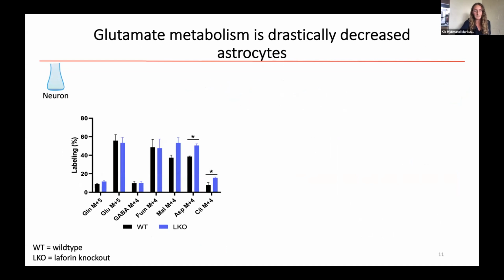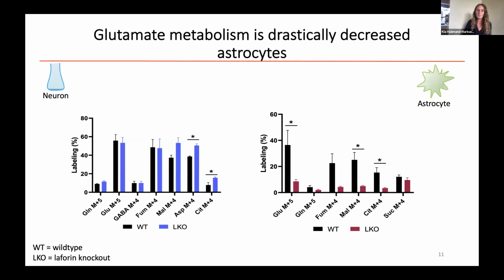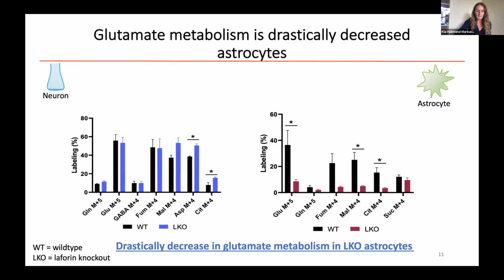So we moved on to glutamate and glutamine metabolism. Here we incubated the primary neurons with glutamine, and we saw a slightly increased glutamine metabolism, meaning that this is again replicating the slice data, and likely the increased glutamine metabolism is coming from the neurons. Strikingly, when we looked at the astrocytic glutamate metabolism, we observed a drastically decreased glutamate metabolism in the astrocytes, which is not the same picture as we saw with the slice experiments. So overall, a drastic decrease in glutamate metabolism in Lafora deficient astrocytes, but increased glutamine metabolism in the neurons.